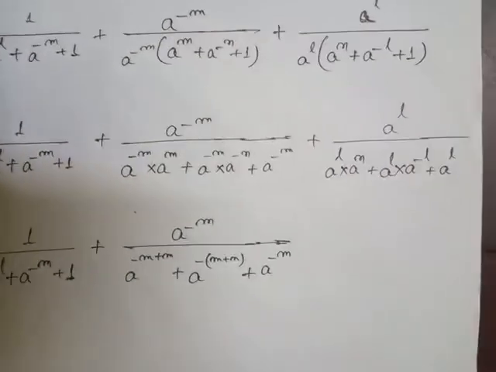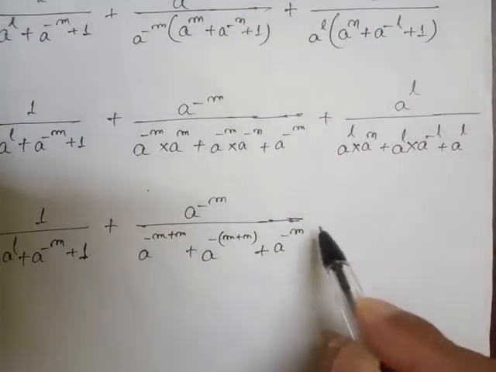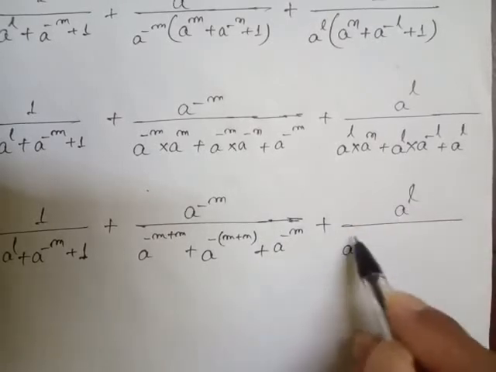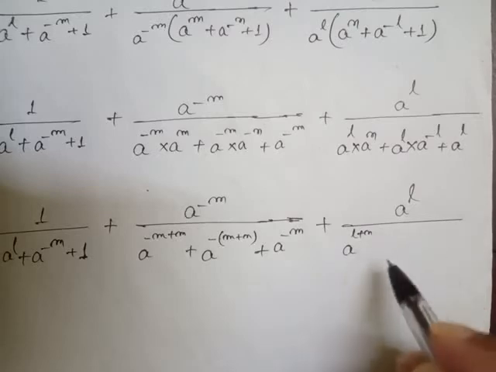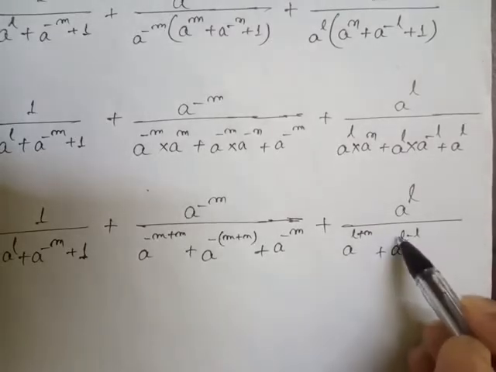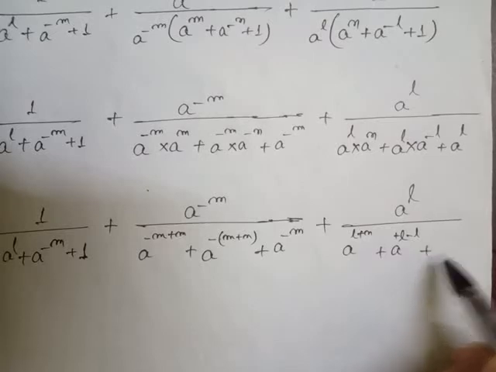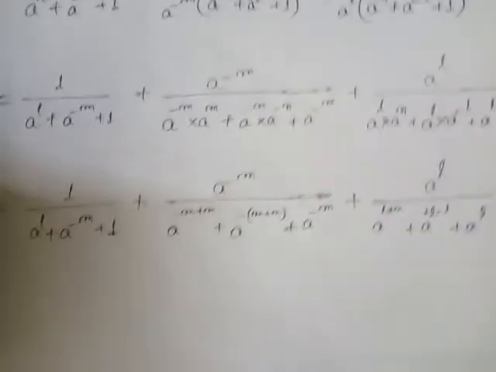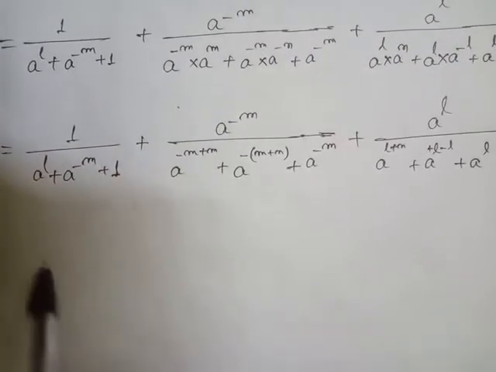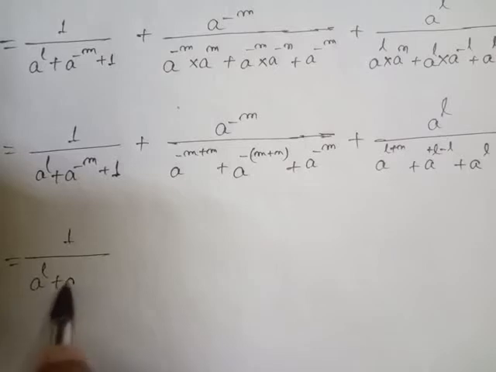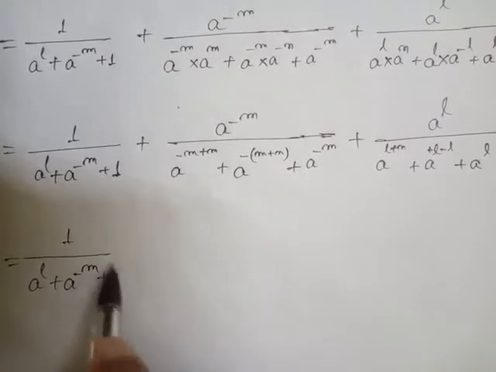Now look, for the third part here also we'll do the same, that a to the power l. Now here a to the power l plus n. Now here a to the power l minus l, meaning plus l minus l. Now a to the power l only. Now look here, after that student, next step, this will remain the same, 1 by a to the power l plus a to the power minus m plus 1.